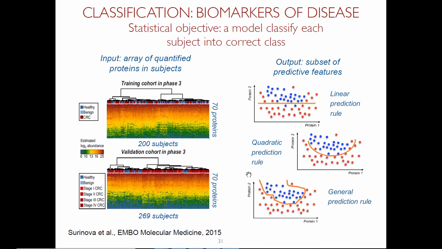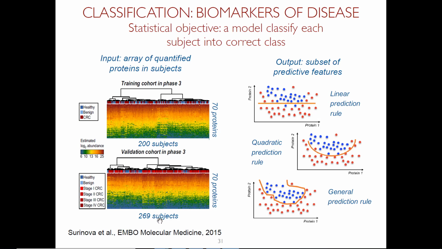This particular simulation was based on a study we had in collaboration with the Ebersol lab. This is a targeted experiment, so it's a relatively small number of proteins, but the advantage is that it had a large number of biological replicates, so we could look at the biological variation quite a bit. It had 200 subjects in the training set, and we quantified 70 proteins among those 200 subjects, which we could use to build this type of decision rules.